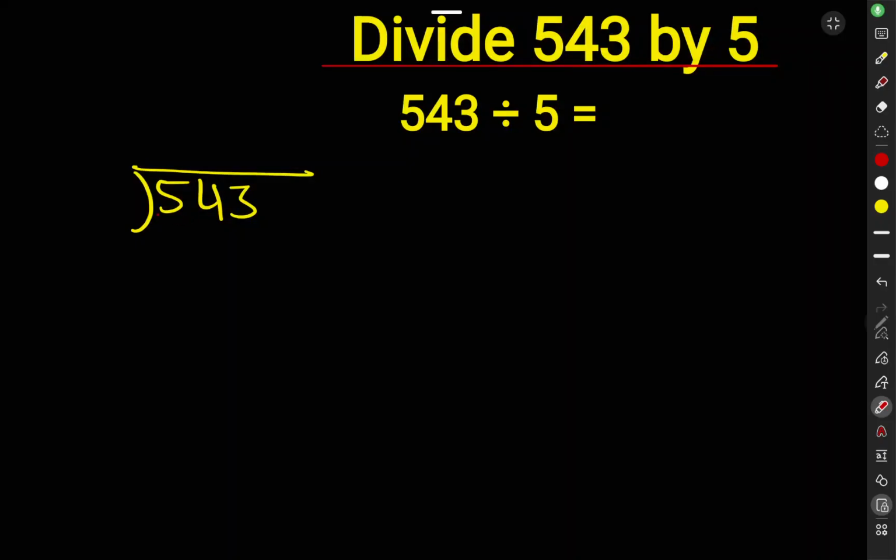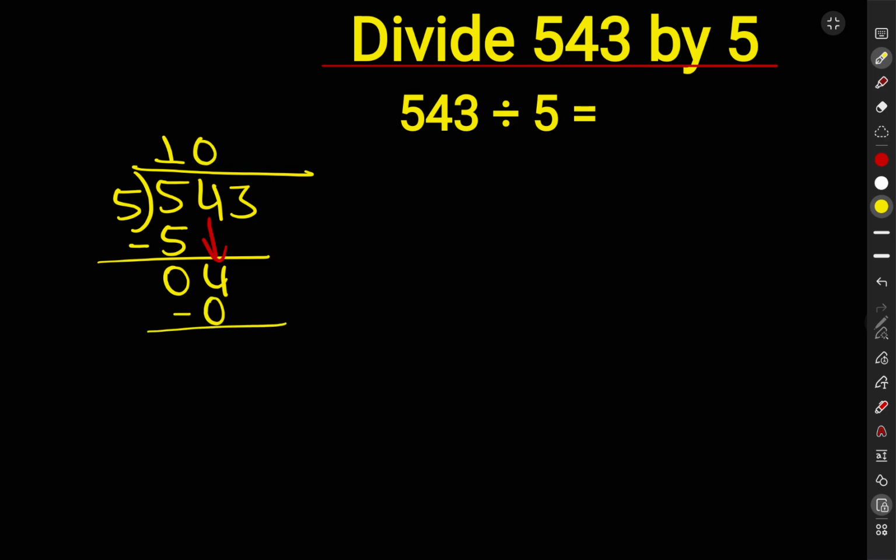We divide 543 by 5 in a long division method. 5 times 1 is 5. On subtracting we get 0. So now we put down this 4 and 5 times 0 means 0. On subtracting we get 4.